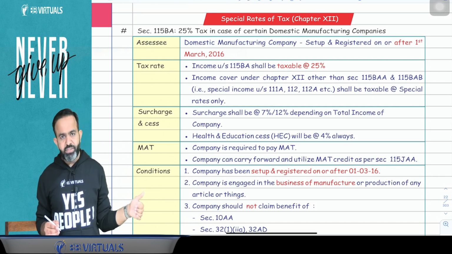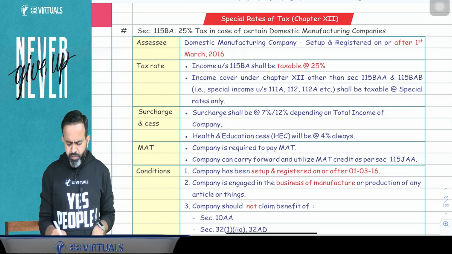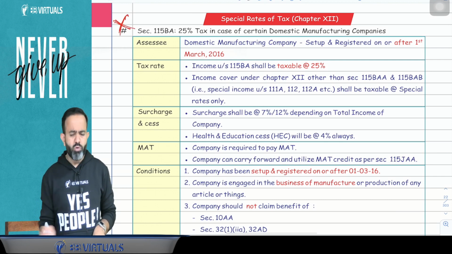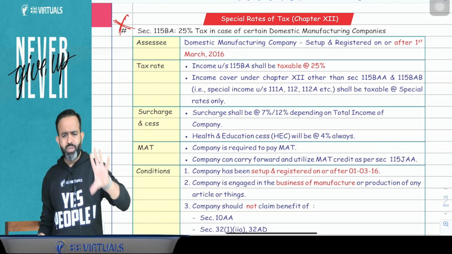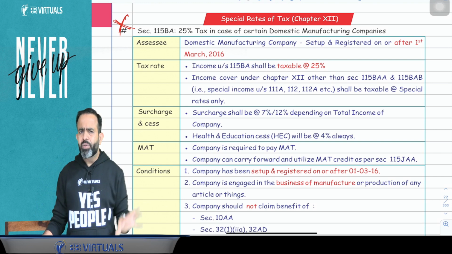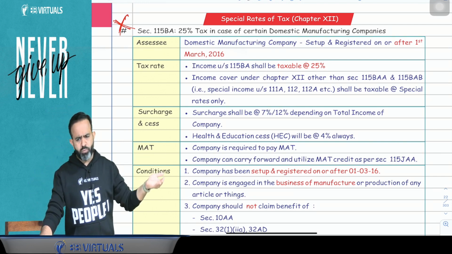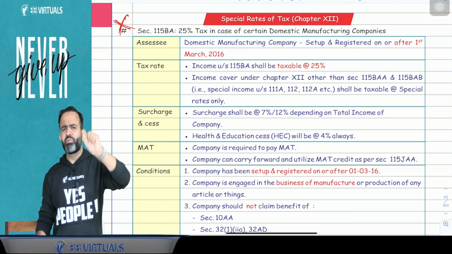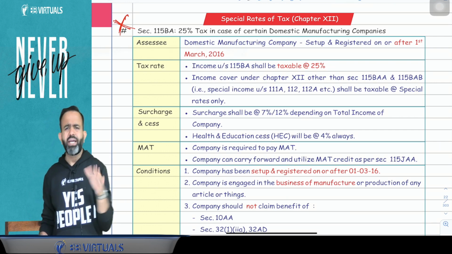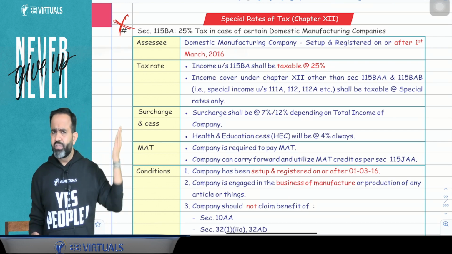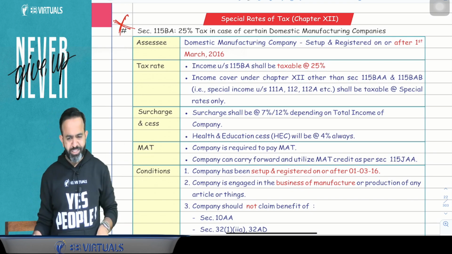But guys, there is a first section, 115BA. But 115BA is not relevant as of now for examination purposes also. So you can skip section 115BA, because in the ICAI material also they have not given the provisions related to 115BA. They have only mentioned it at 1 or 2 places. And in today's scenario, no one will opt for this particular section 115BA.